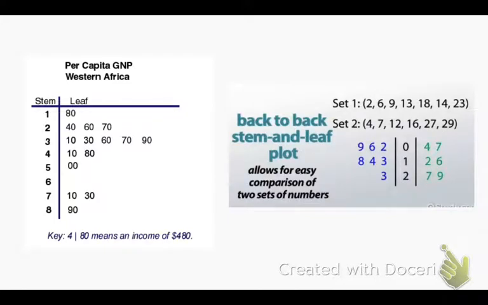A back-to-back stem and leaf plot would be 2 sets of numbers, so you could compare men and women in the same category, but plot their data separately. And so you have the stem in the middle, and then you have a leaf to the right and a leaf to the left. And you do still want to list that in ascending order.